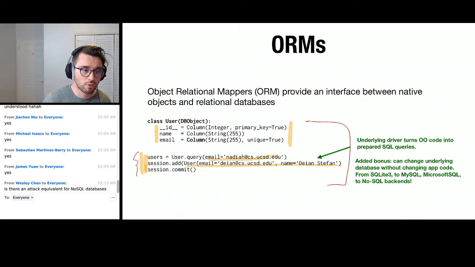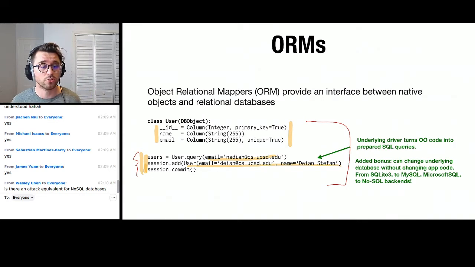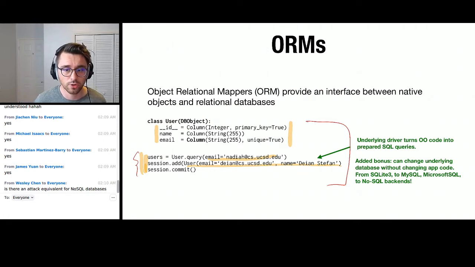So is there an attack equivalent in NoSQL? There is. This is why you should use ORMs even when you're using NoSQL databases. So these attacks are possible in things like MongoDB, and you should be using an ORM exactly for these kinds of reasons.